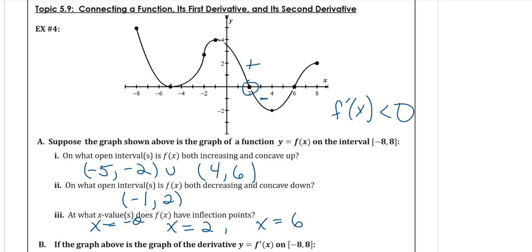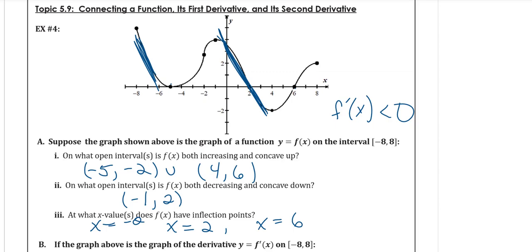And then 3 says, on what open intervals is f of x concave down, and justify? So what we're looking for on the derivative is, for concave down, we want a negative slope, and we also want f prime to be decreasing. So that happens in 2 places. Right here we have a negative slope, and f prime is decreasing. And we also have that from -1 to clear over to 4 here. Okay? So that would be the other place that that happens.